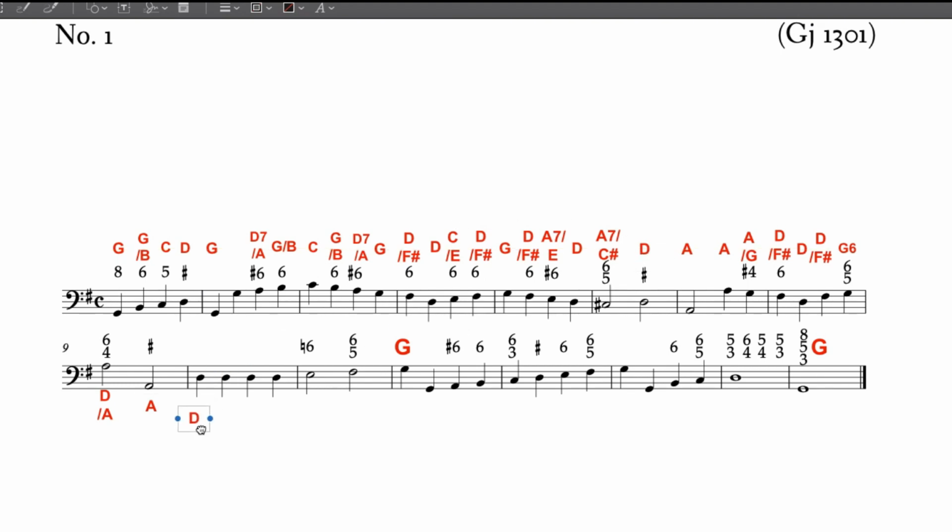So when you're realizing Partimento, you should look out for things that look a bit boring. So things that are half notes or repeated notes like that. That's an opportunity to do something else over the top of them.